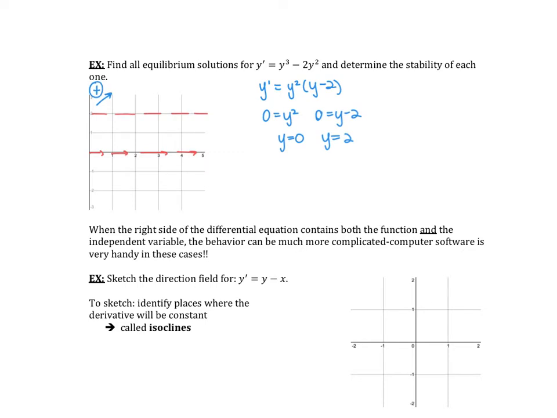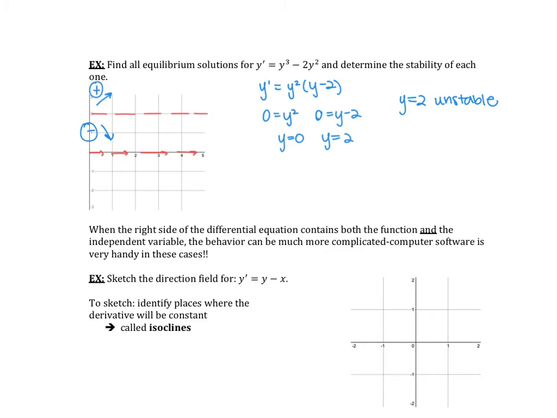So the slopes will be going up. And if I plug in, say, 1, it will be positive for y squared, but negative for y minus 2. So this will be negative. And so I can see right away that y equals 2 is an unstable equilibrium solution because things are moving away from it.